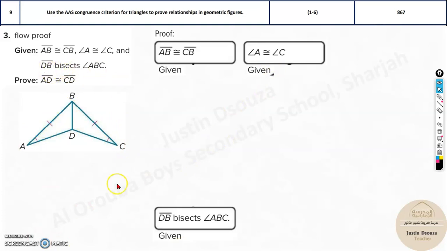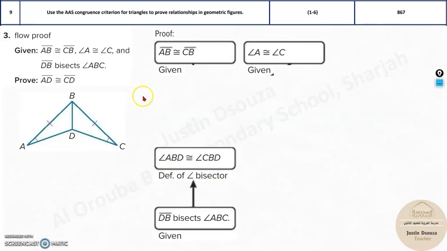What about the other thing? They have told us DB bisects angle ABC. ABC is bisected by DB. That means this angle over here and over here are the same. Then, what is remaining? Let's see what all we found out. Angle, side, angle, side, this much was given, and this is the bisector. That means this and this angle are the same. That is what we are telling: angle ABD and angle CBD are equal.